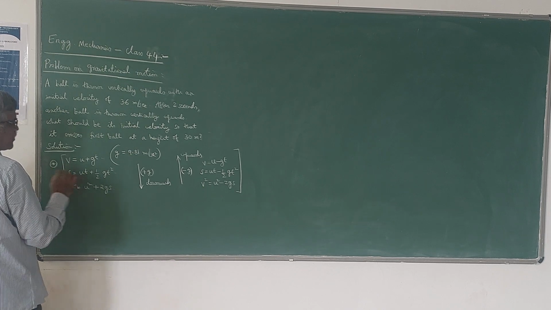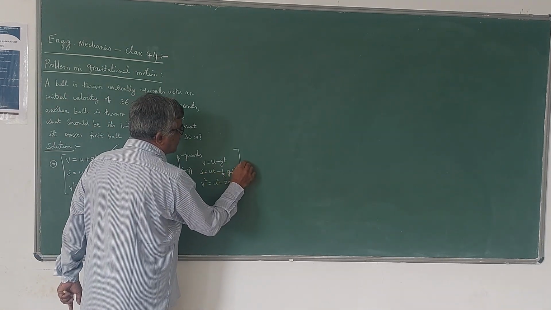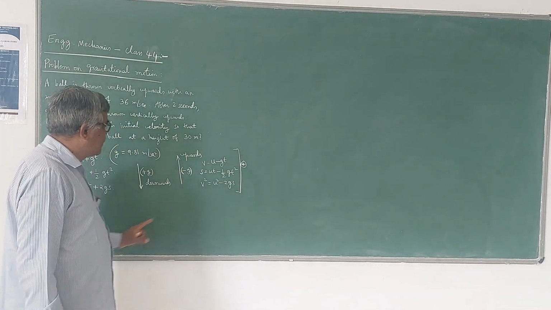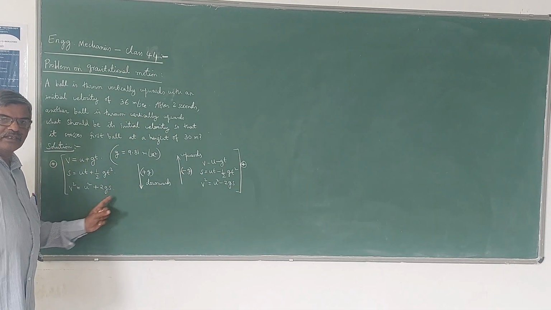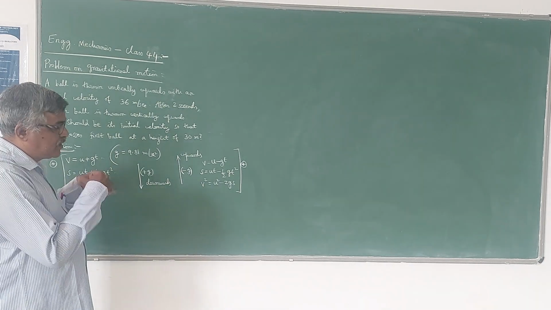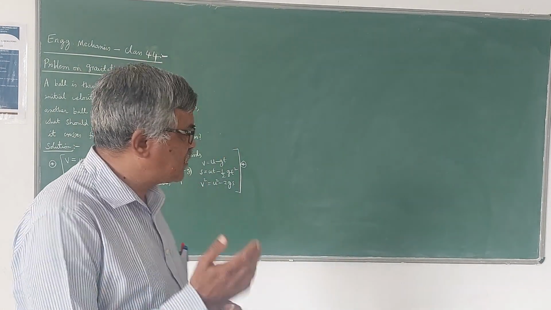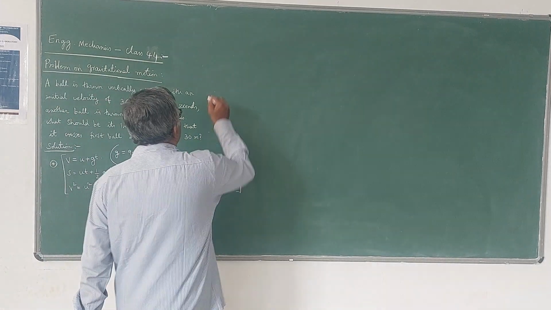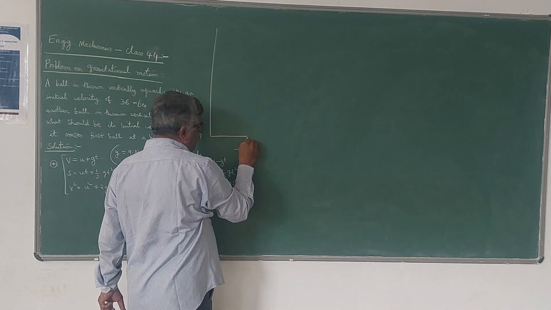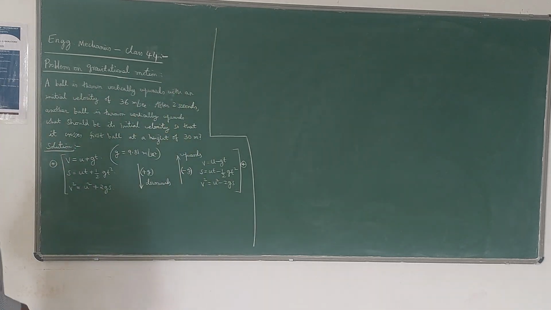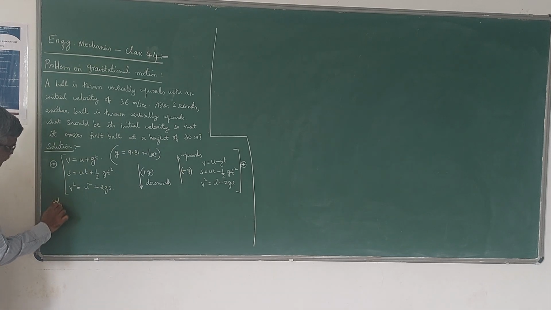So there are two cases here when a body is projected upwards. These are the sets of equations we have to use. When it is falling down, these are the equations we have to use. Because when it is projected upwards, naturally it has to come down, both sets of equations we have to use. Now, how to solve this problem? Let us see. Here a ball is thrown vertically upwards. So now let us consider upward motion.